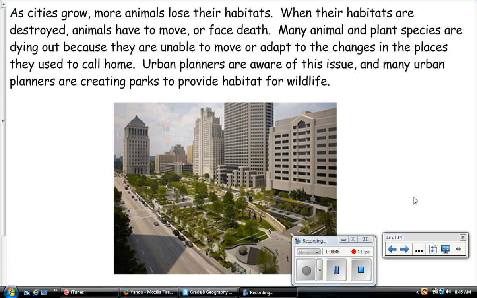As cities grow, more animals lose their habitats. When their habitats are destroyed, animals have to move or face death. Many animal and plant species are dying out because they are unable to move or adapt to the changes in the places they used to call home. Urban planners are aware of this issue, and many urban planners are creating parks to provide habitat for wildlife.